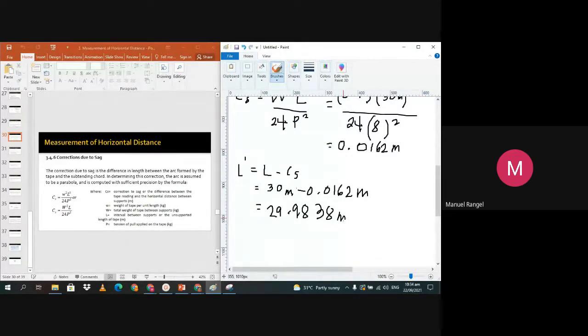Always take note that the effect of sag always causes shortening of the tape. Whenever there is sag, it shortens the tape, it reduces the length. Hence, the correct length between the tape ends is determined by subtracting the sag. So always subtract the sag correction from the indicated measured length or the nominal length of the tape. So it is always negative.